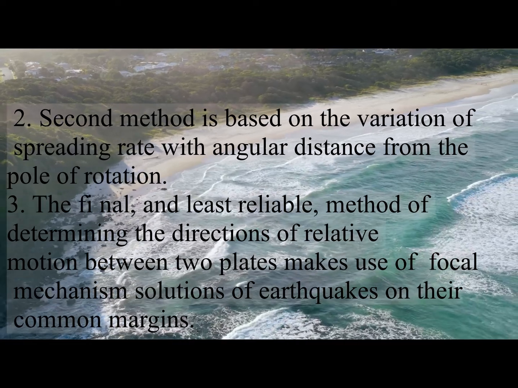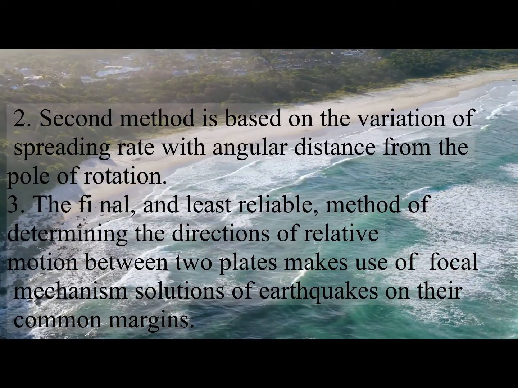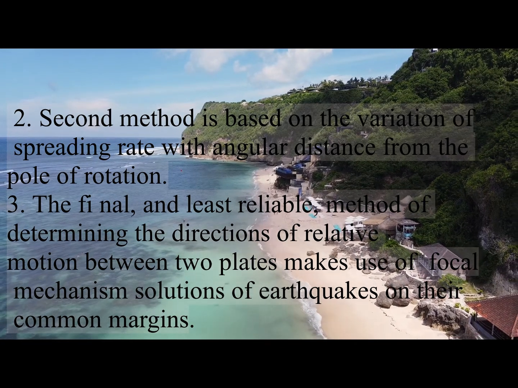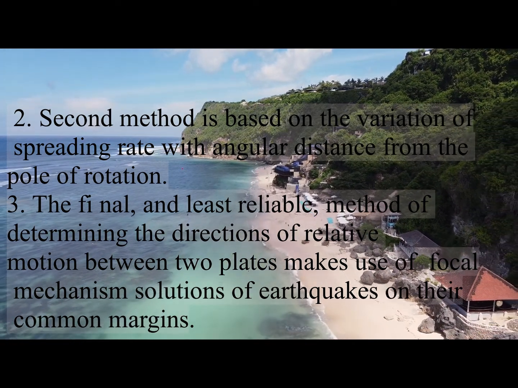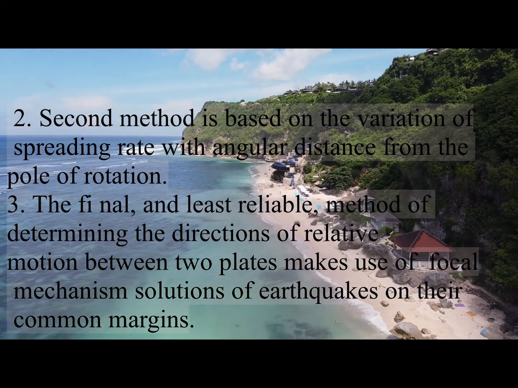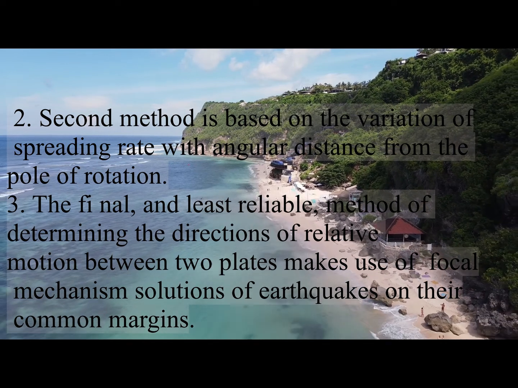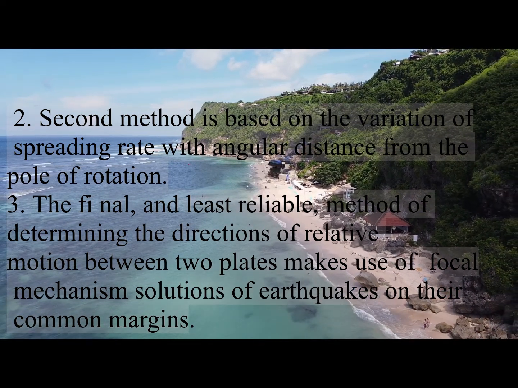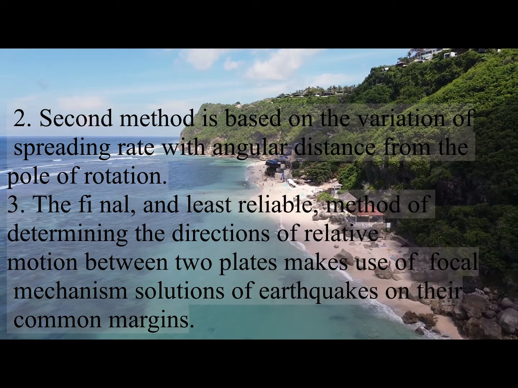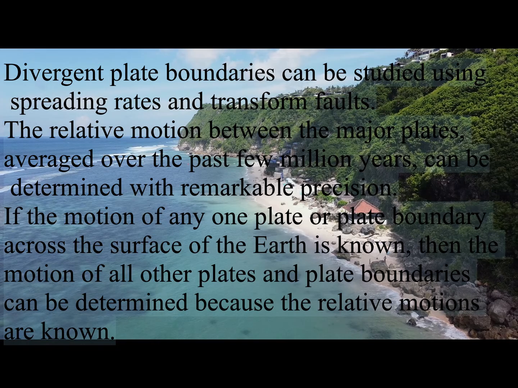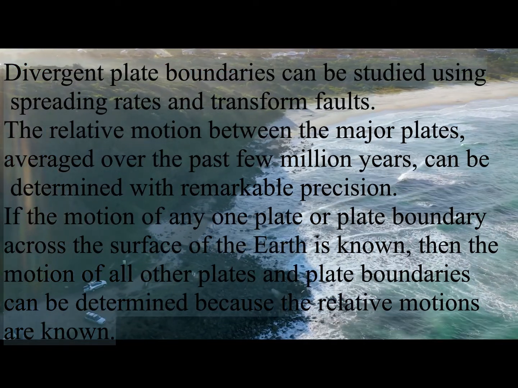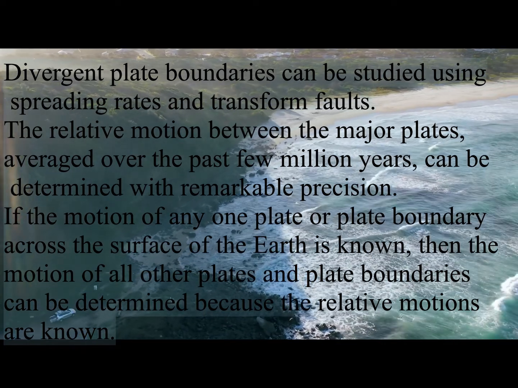Number two, the second method is based on the variation of spreading rate with angular distance from the pole of rotation. The final and least reliable method of determining the directions of relative motion between two plates makes use of focal mechanism solutions of earthquakes on their common margins. Divergent plate boundaries can be studied using spreading rates and transform faults.